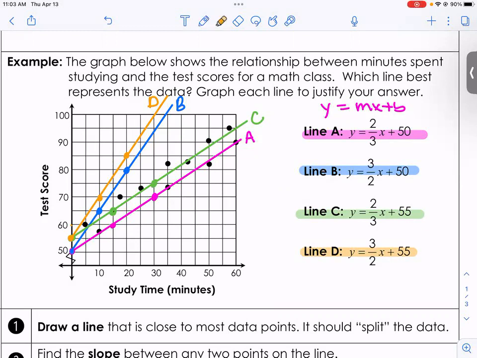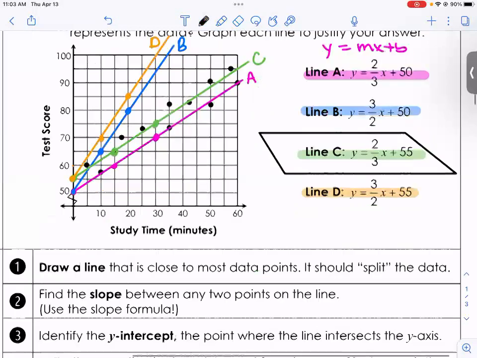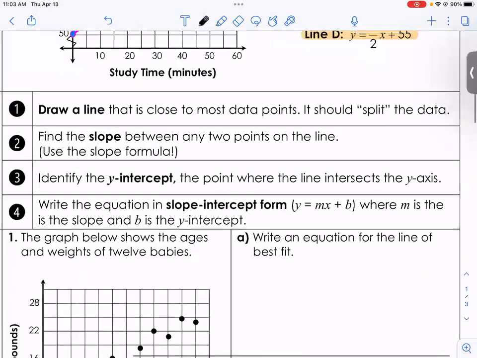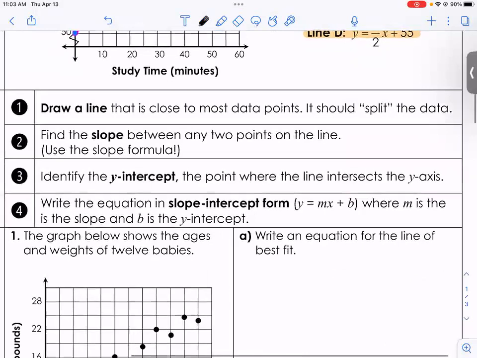Okay, so we want to try and pick a line to draw that is going to go through some data points and kind of split it in half. It doesn't have to be exactly in half, but we want to kind of get in there. Okay. So this is what our job is.